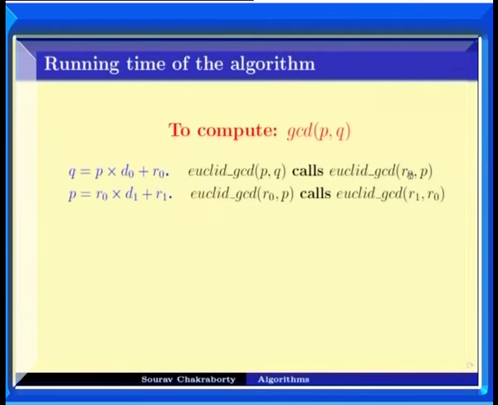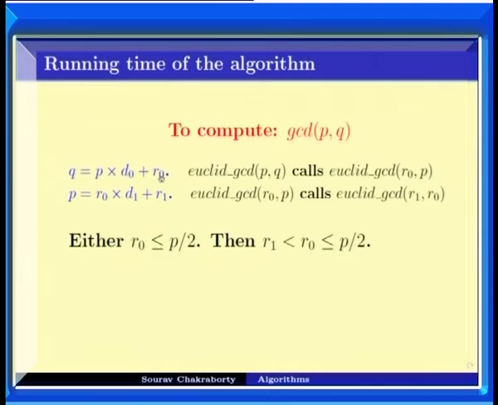Now, here if P is equal to R0 times D1 plus R1, then Euclid GCD R0 comma P will indirectly call Euclid GCD R1 comma R0. So, every time you are taking the first input to be the second input, and the first input becomes the remainder. So, this is how it will go.